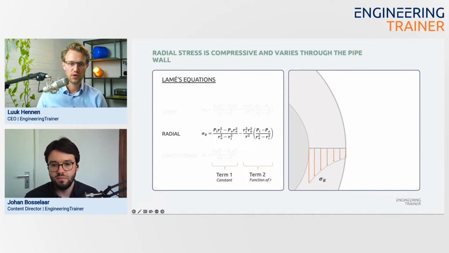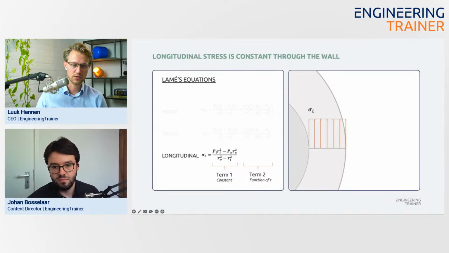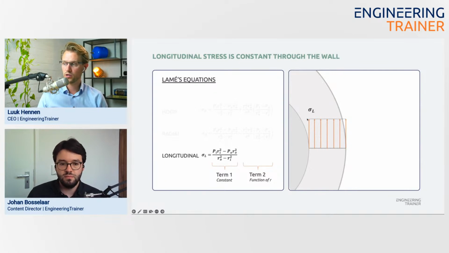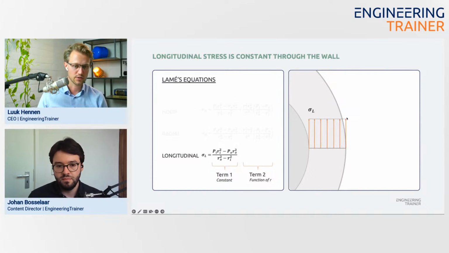If we look at the radial one, it is compressive. As you can imagine, we have pressure on both sides pressing against the metal. And again, we have a constant term and a variable term, and the variable term has a curve related to 1 over r squared. It would look something like this, as shown in this visual. Next is the longitudinal, and the longitudinal only has a constant term. So the longitudinal stress is indeed constant throughout the wall thickness, regardless of whether we're thinking about a thin or a thick-walled pipe section.